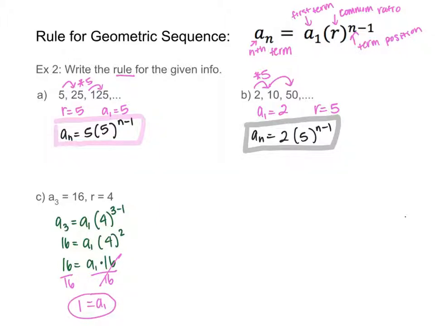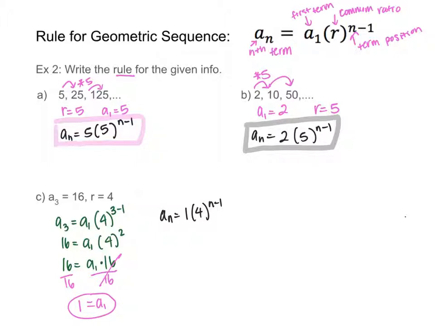Okay, so now I have A1, but I'm not to my rule yet. Remember, if I have A1 and my common ratio, then I could just plug it into the formula. So the last part's pretty easy here. If I plug this into my formula, I have AN equals A1, which is 1, my ratio is 4, and then n minus 1. And so here's my rule.